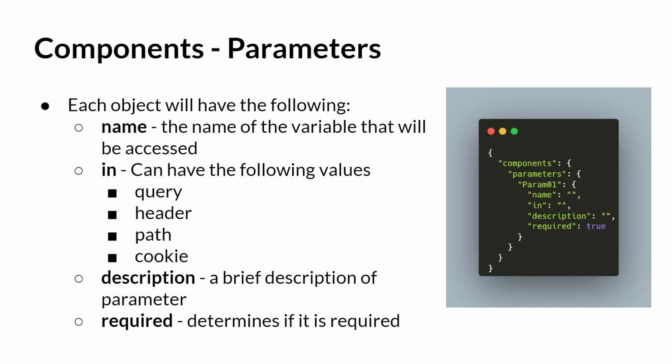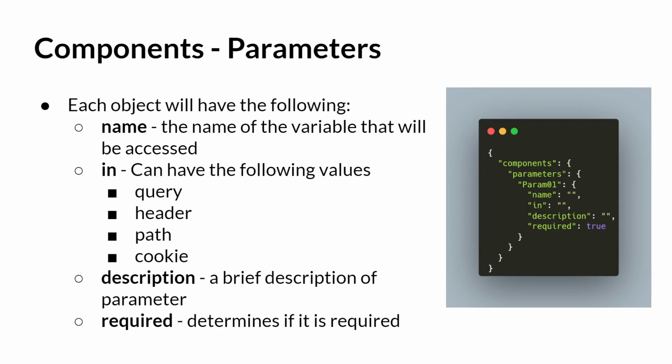Now you'll need a name, the name of the variable that will be accessed. You also need "in" to determine where in the request you can access it. If it's in the query, that will be after the question mark of the path. If it's in the header, of course, that is the request header. If it's in the path, that is like /todo/:todoId, so after the colon. And cookie, if you want to put the variable in the session cookie.